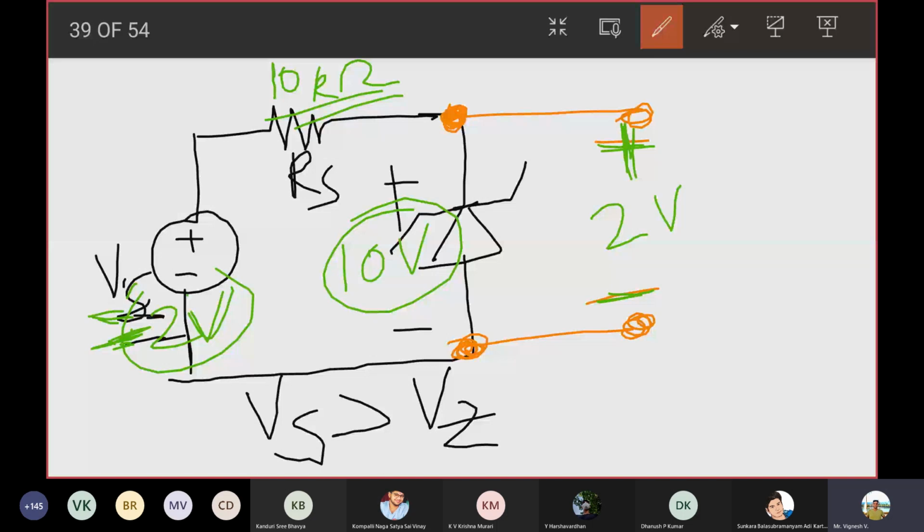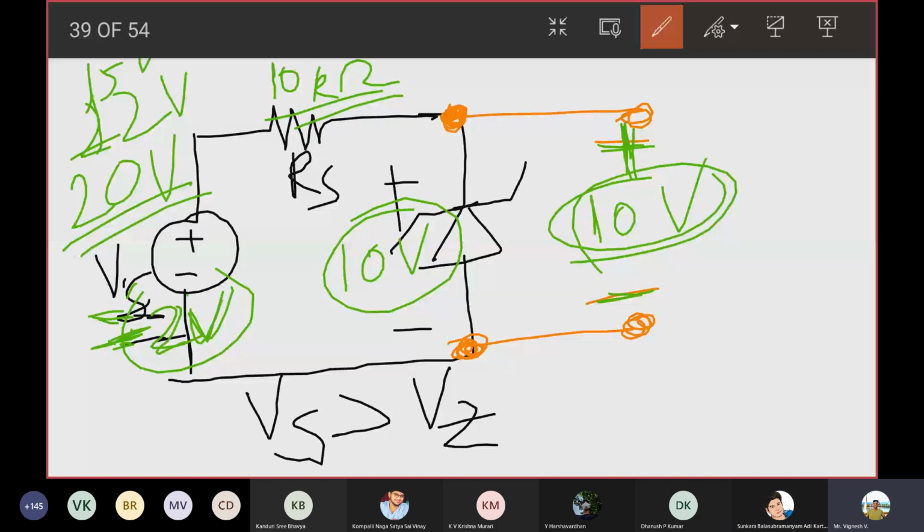But when your Vs is say 20 volts, what is the voltage across the Zener diode? Can someone tell me? 10 volts, sir. It will be 10 volts. If you use 12 volts, the answer is 10 volts. If you use 15 volts, the answer is 10 volts. If you use 25 volts, the answer is 10 volts. I hope you get the point. Whatever Vs value you use, the output will be 10 volts. It is regulating the voltage, but provided Vs is greater than Vz.